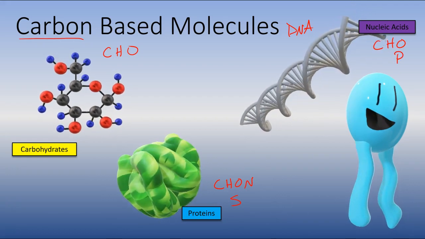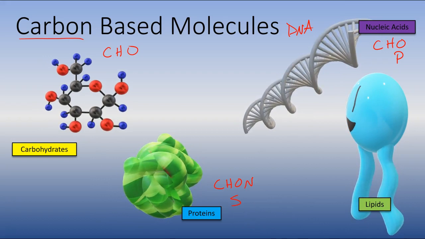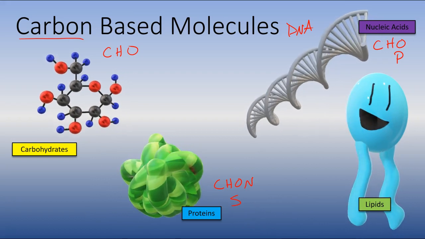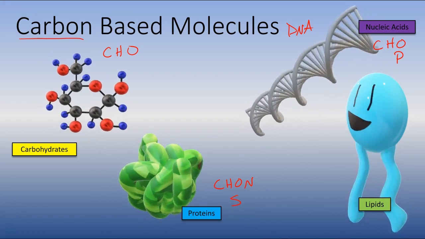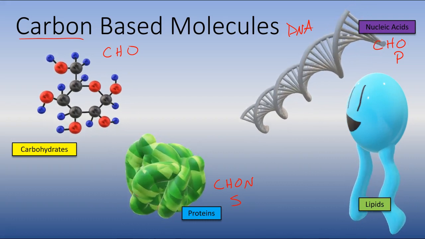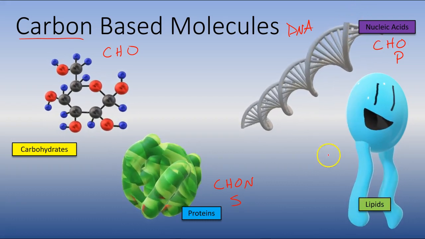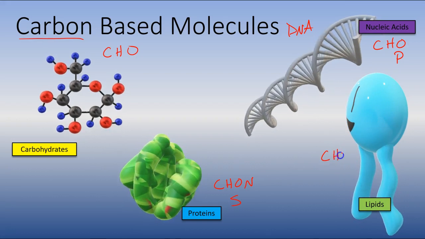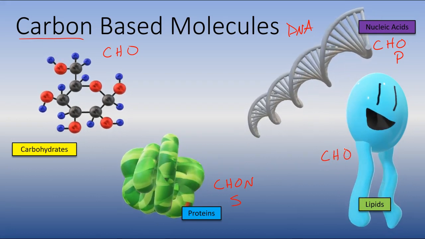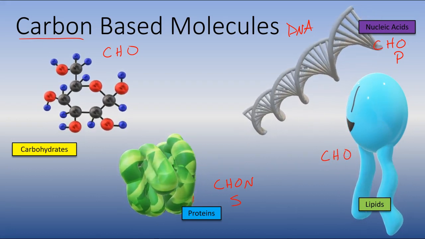And the fourth class are the lipids. This guy is a phospholipid. They are utilized within cells to construct cell membranes, but there are other lipids like triglycerides, and like carbohydrates, they are composed of carbon, hydrogen, and oxygen, but are in different ratios than the carbohydrates.